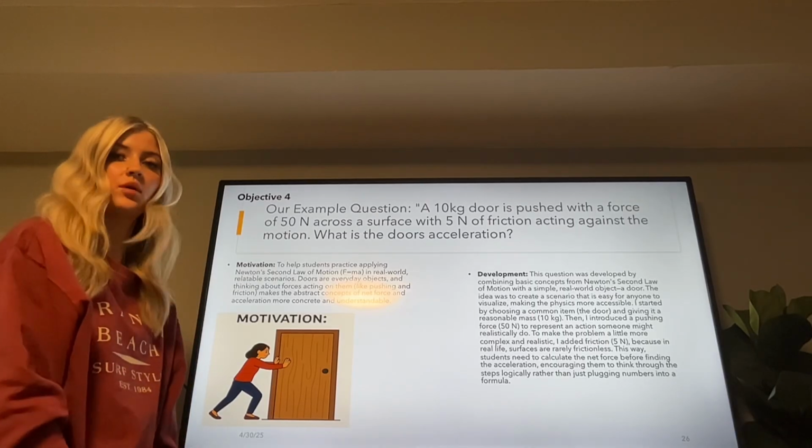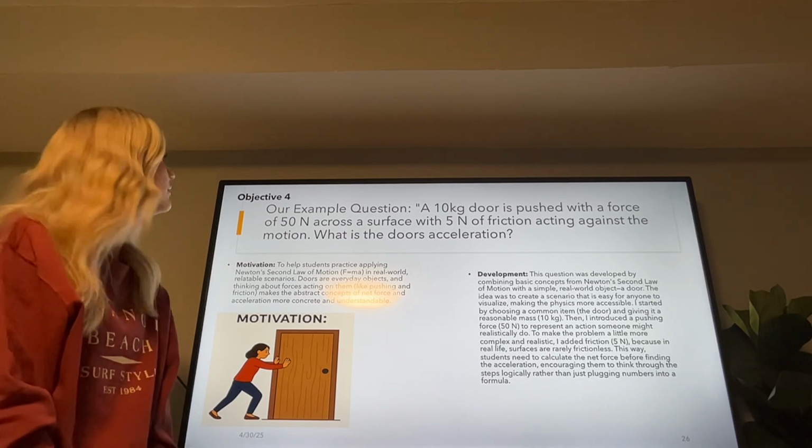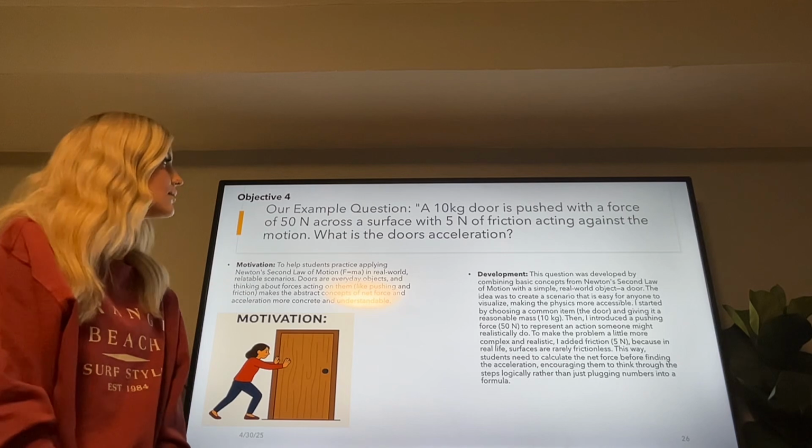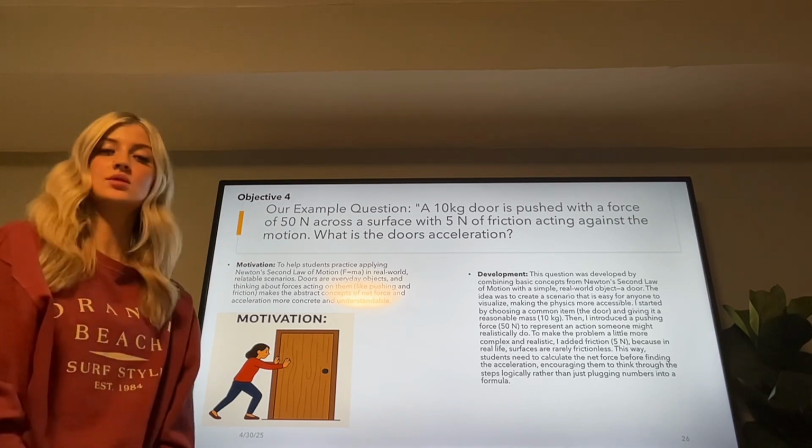Our example question. A 10 kg door is pushed with a force of 50 N across a surface with 5 N of friction acting against the motion. What is the door's acceleration?